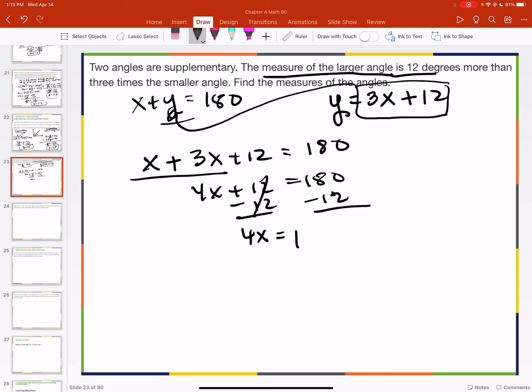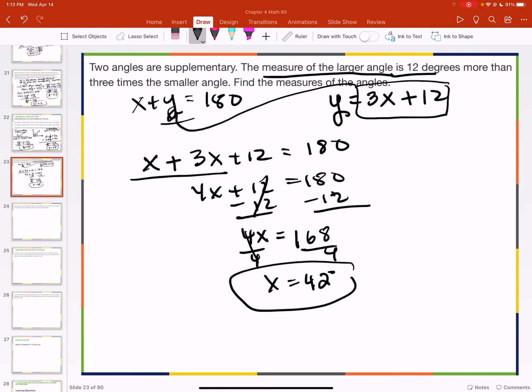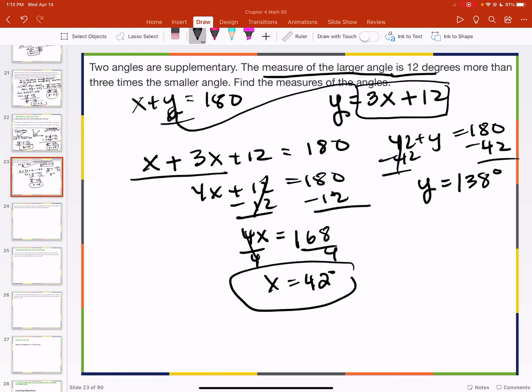What is that? 168 today. Divide by 4. We get that x is equal to 42. Okay, so if one of them is 42, the other one has to add up to give us the rest. So 42 plus y is equal to 180, right? So we just need to subtract 42 from 180. And that's going to be 138 degrees.